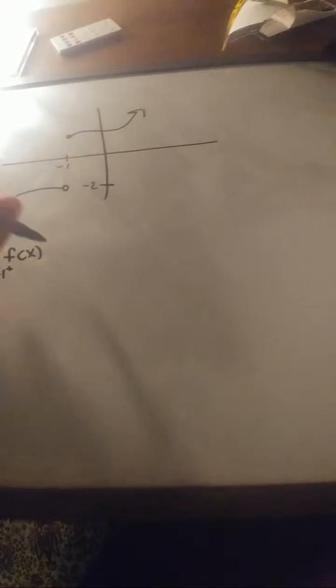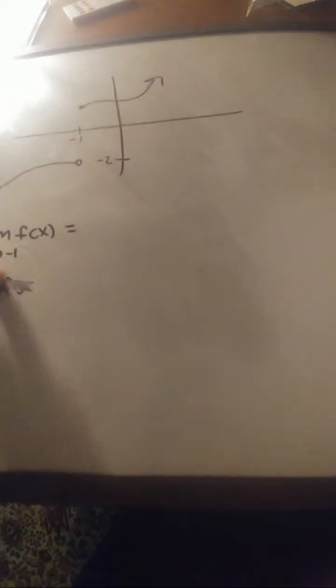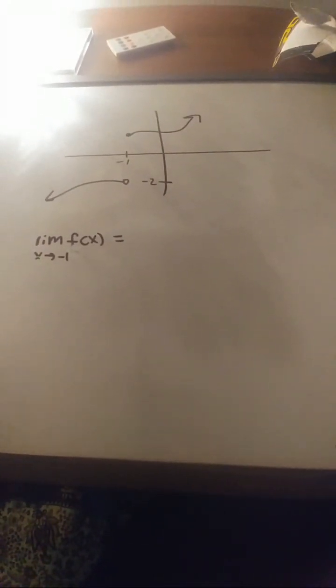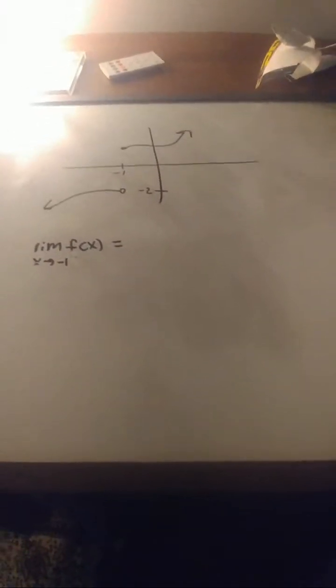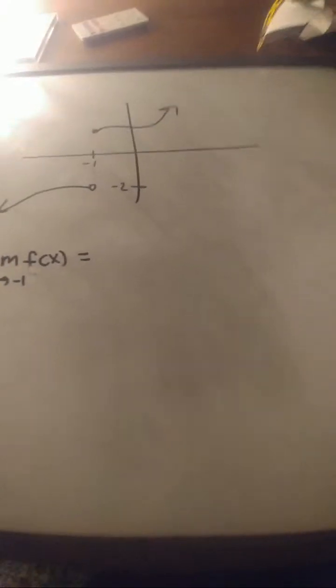So let's say this. No, actually, we'll just do this for now. Sorry. Okay. All right. What is the limit of f of x as x approaches -1? Okay. So basically, remember that this is just saying, what does it look like it's going to? What does the y value seem like it will be?